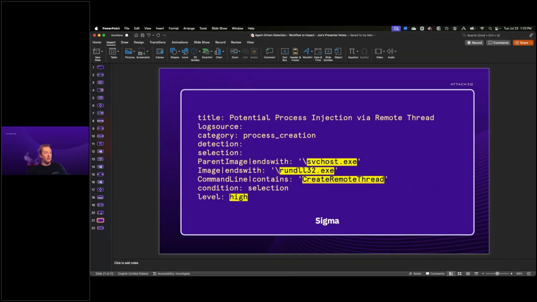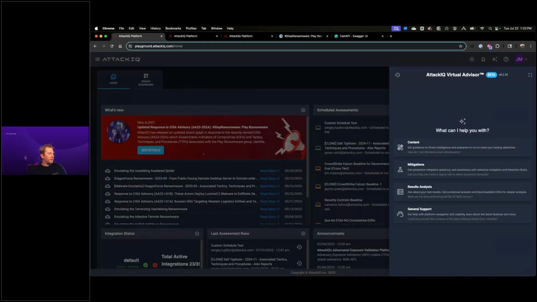Now, if I'm looking at the rule, at first glance, I can see some things that may be popping out to me, like svchost.exe, rundll32, CreateRemoteThread. I mean, this stuff all sounds important, but what does it really mean? Is this catching malware? Is this a privilege escalation attempt? Or is it Windows being Windows? I need to know, bad or not bad. To that end, I can ask the AttackIQ Virtual Advisor, or AVA, about this and see what's really going on here.